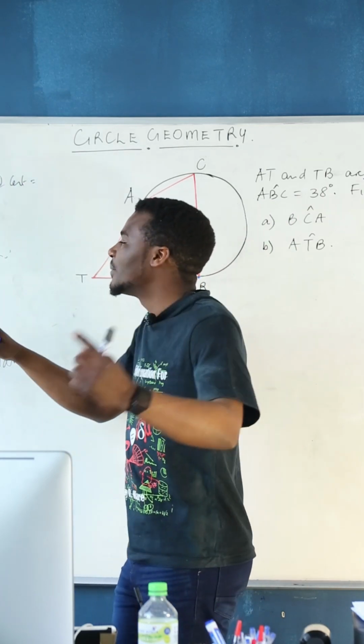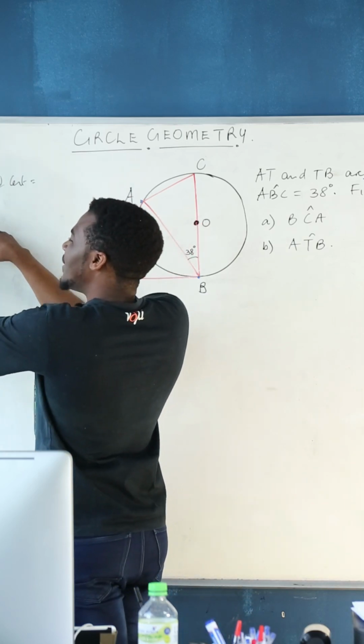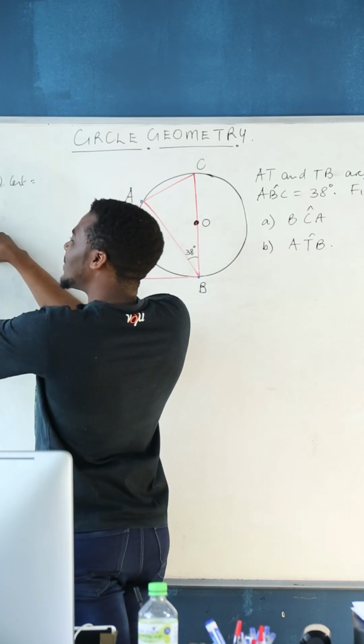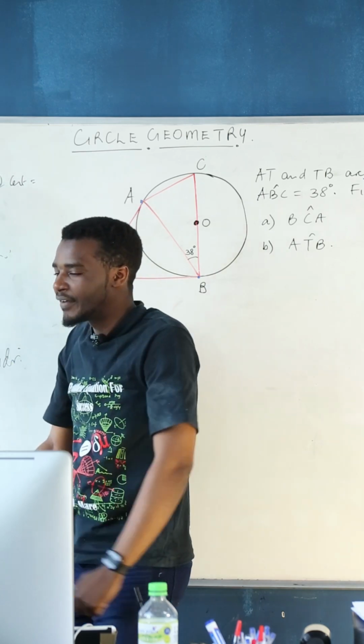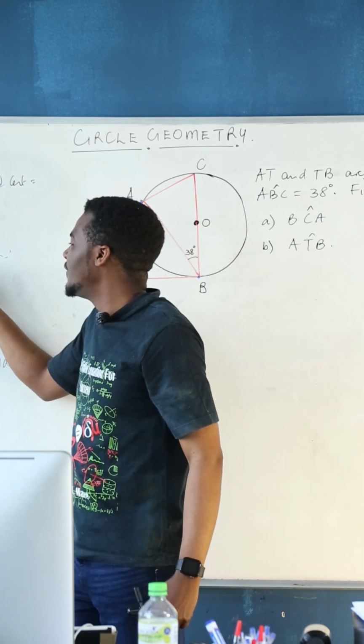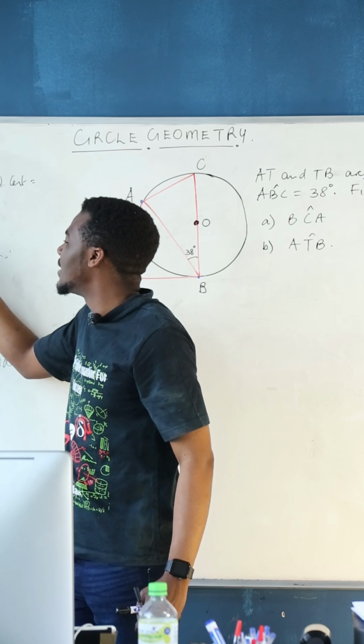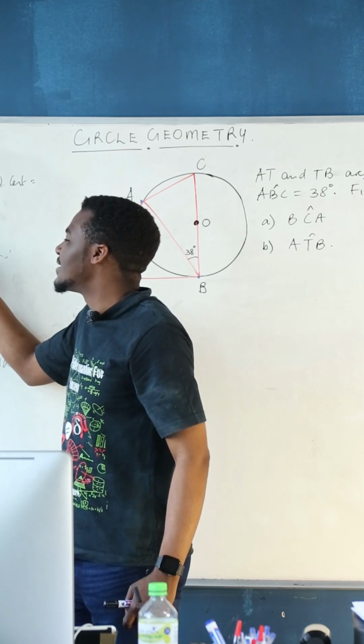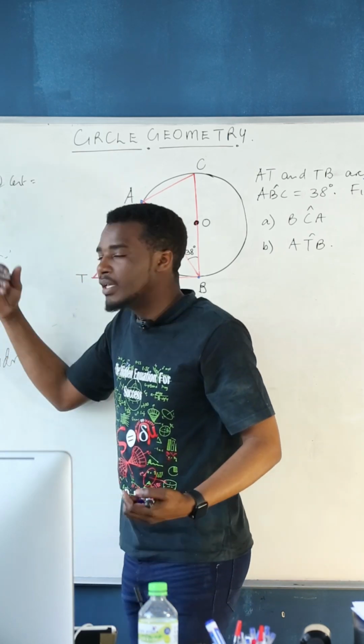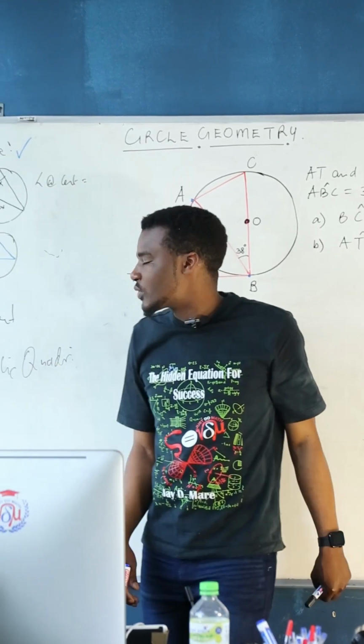What are those theorems? There's that theorem which says the angle subtended by an arc at the center is twice the angle subtended by that same arc at the circumference. There's also a theorem that says if you have a diameter, the angle subtended by a diameter is a right angle. And so many other theorems, but mostly we love these ones.